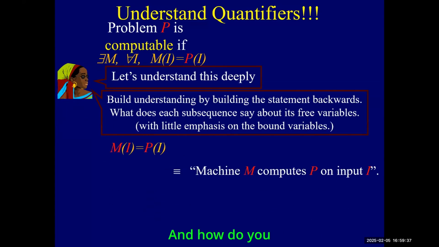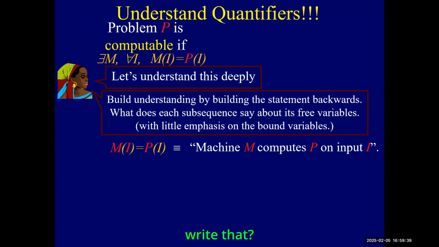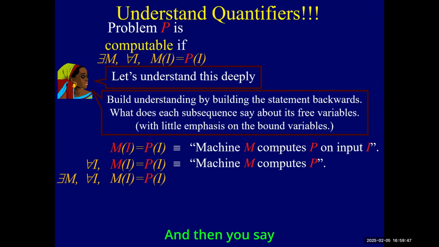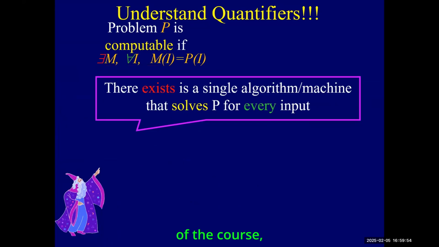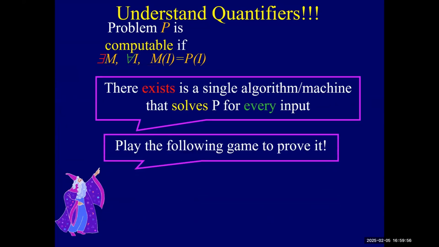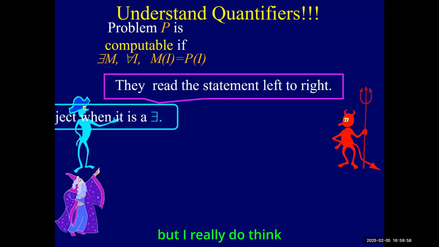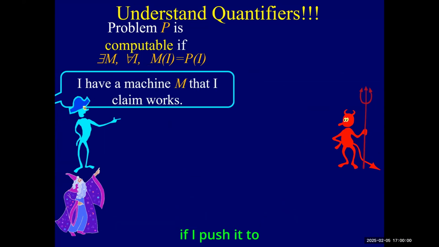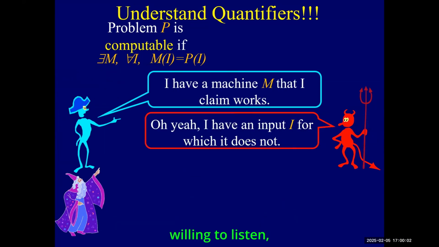And how do you write that? Well, you write it for every input. The machine gives you the right answer, right? And then you say there is a machine that works for every input, right? And so I know this isn't really part of the course, but I really do think if I push it to everybody who's willing to listen, it will help you in many courses. All right?